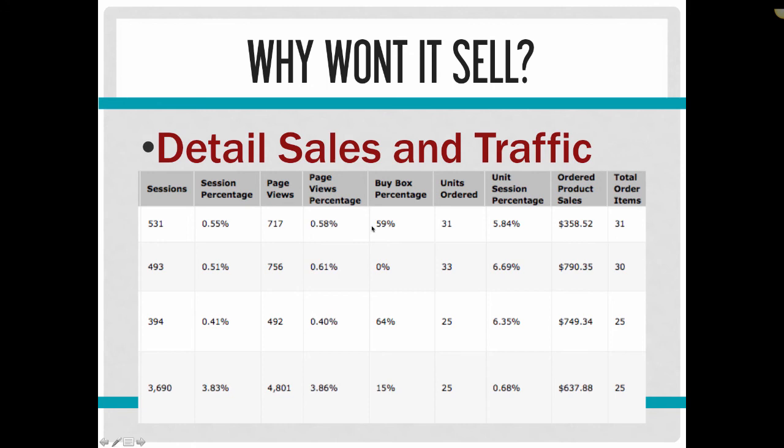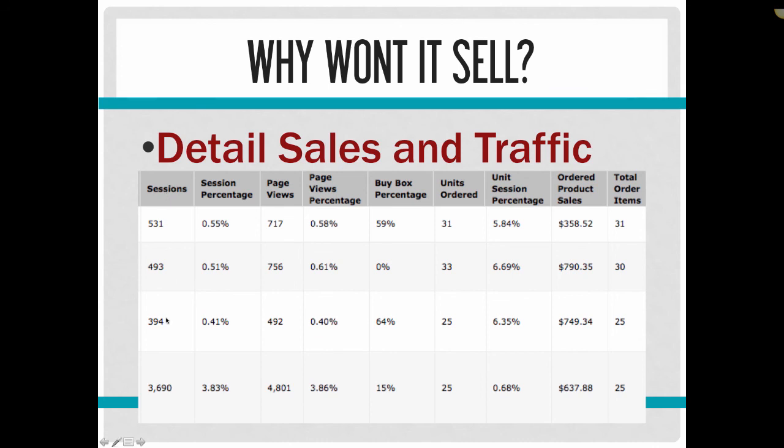You can also see what percentage of the time you have the buy box. In this top item, I have it 59% of the time. But on this item, I'm never getting the buy box, which indicates maybe it's overpriced or maybe the buy box is suppressed for some reason. This tells me how many of each one of these units I've sold and how much of my total sales that makes up. So you can get a lot of information from this page.